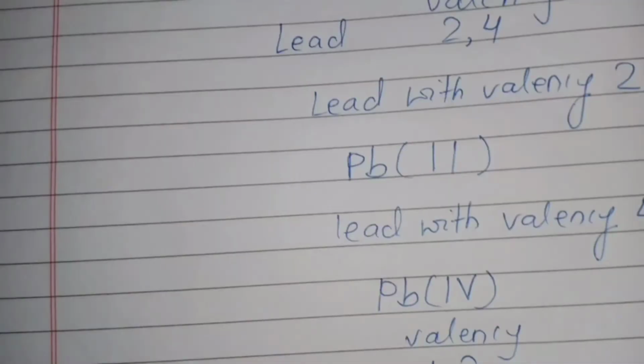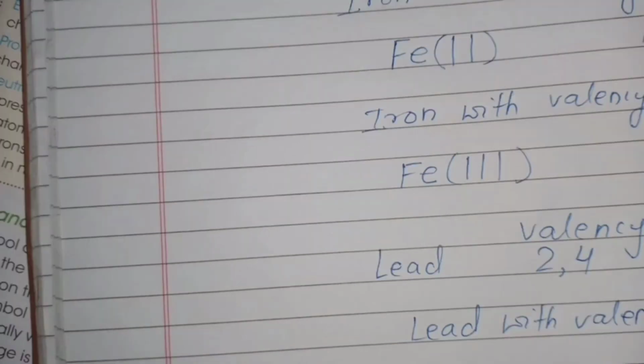So when you see Pb(II), it means its valency is 2. When you see Pb(IV), that means its valency is 4. When you see Fe(II), it means its valency is 2. Fe(III) means its valency is 3. So I hope you have understood valency. It is the combining capacity of an atom of an element.